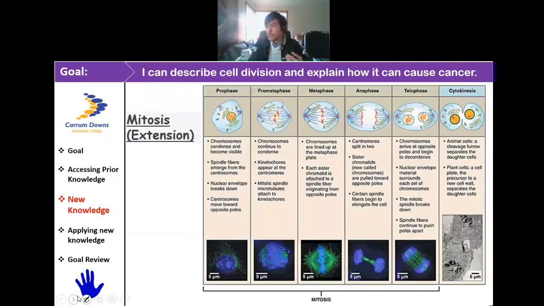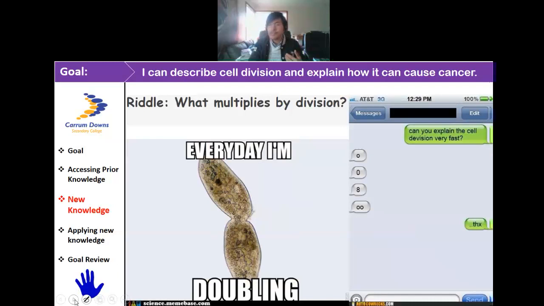Now moving on. Actually, there's a bit more information on mitosis here. And here's a riddle for you. What multiplies by division? A bit of a math riddle, kind of, maybe. What multiplies by division? It's cells, right? Cells multiply by division. All right.